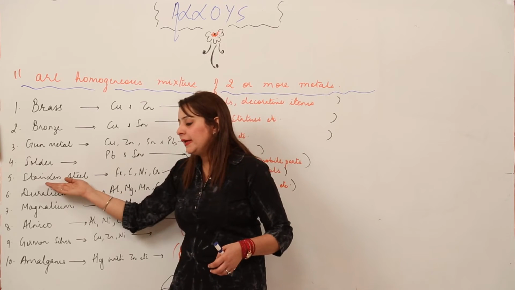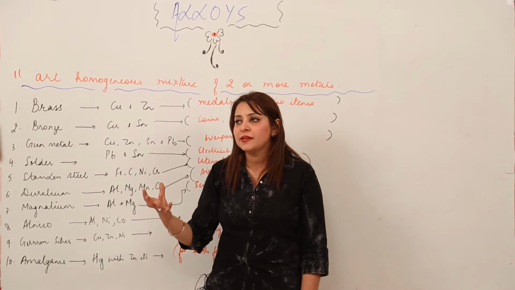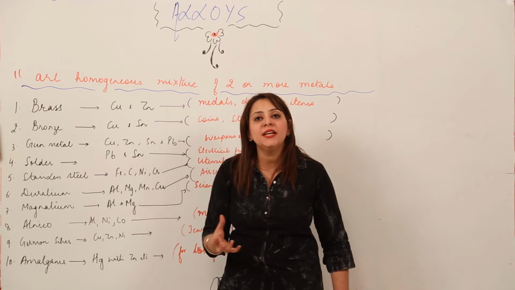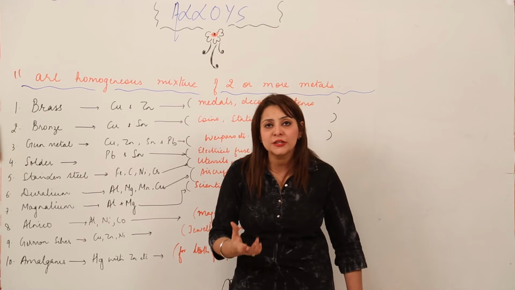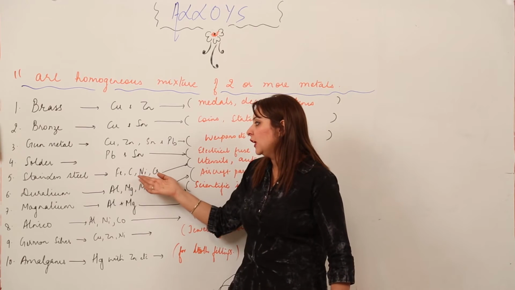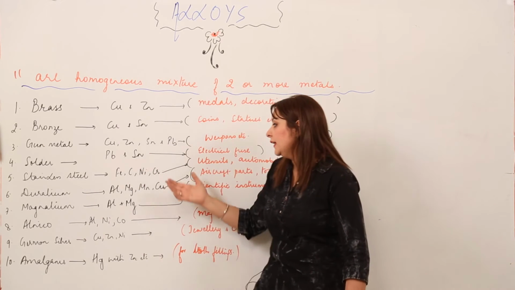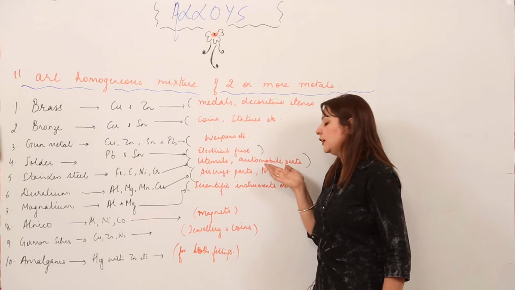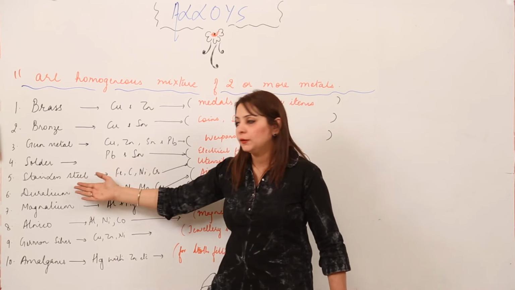Next is stainless steel. As you all are familiar with stainless steel, because most of the items we use in the kitchen, that means the utensils, are mostly made up of stainless steel. In it the iron is mixed with carbon along with nickel and chromium. It makes the iron corrosion free, and that is why it is used in making utensils, and moreover it is used in making automobile parts as well. So this is stainless steel.